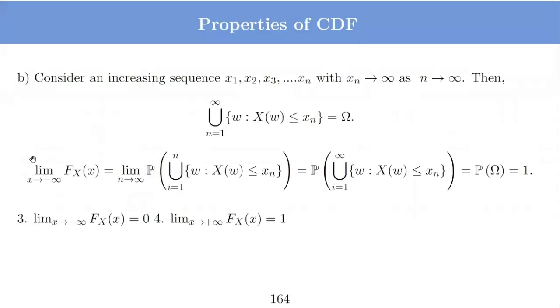Now we can say that the limit as x tends to plus infinity of FX(x) is equal to the limit as n tends to infinity of FX(xn), which is equal to the limit of the probability of this set. From the property of the probability measure, this is equal to the probability of the union, which is nothing but omega. So this is the probability of omega, which is 1.